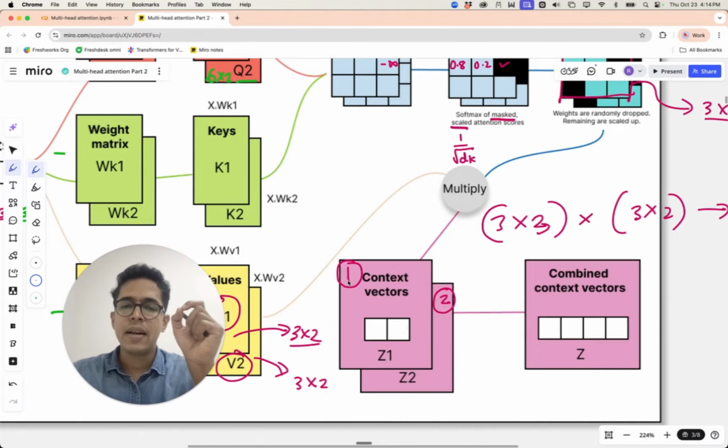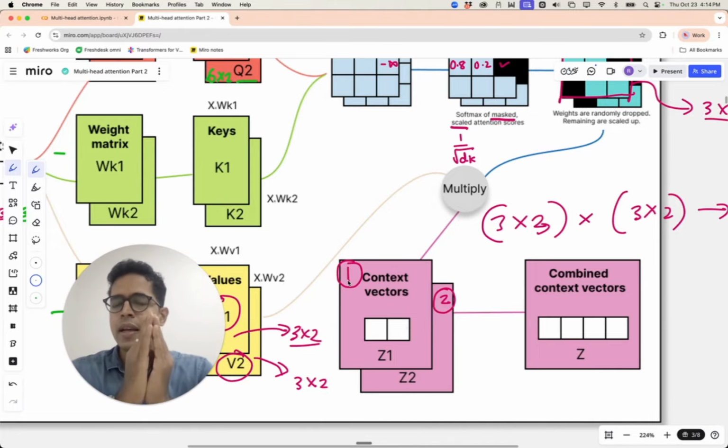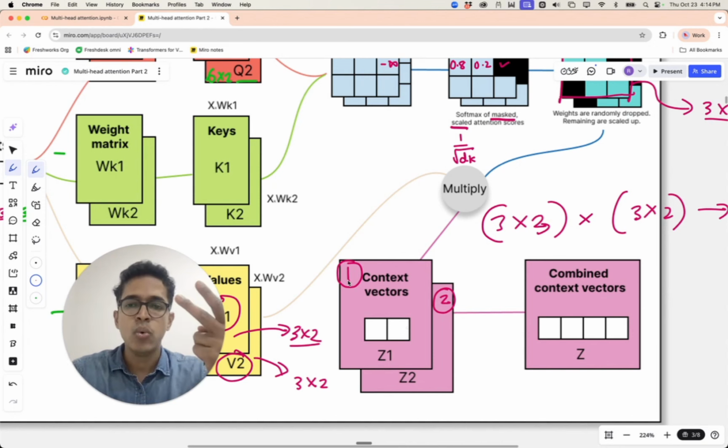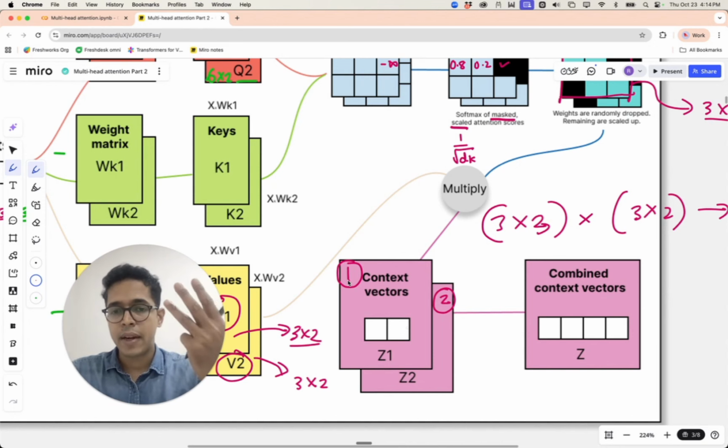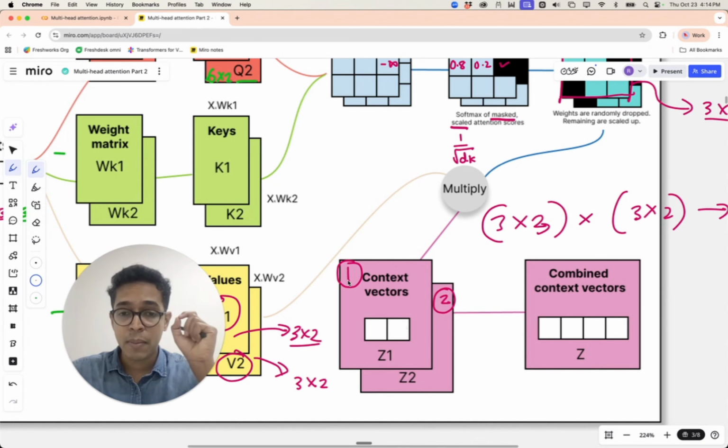And the dimensionality, we have defined the dimensionality here manually. We can define it to be whatever, but the dimensionality of your vectors in the query key value space is 2, which means your context vectors which result from the operation of query key and value will also be 2. And like that, you have 3 vectors in attention head number 1. Like that, you also have 3 vectors in attention head number 2.